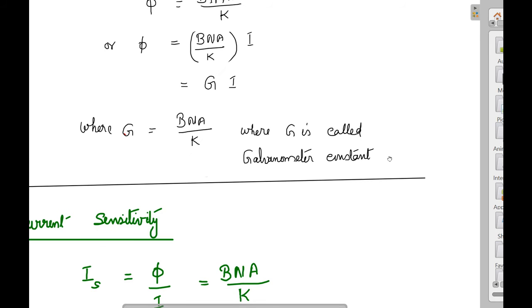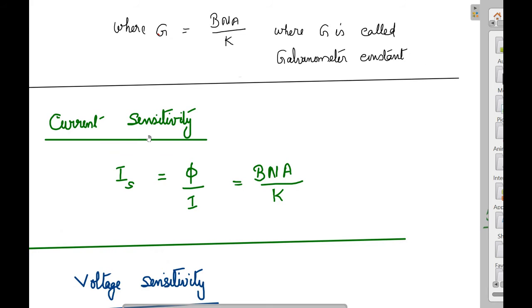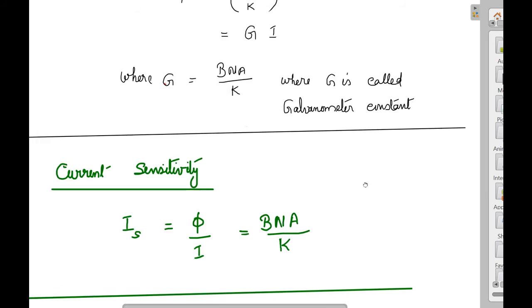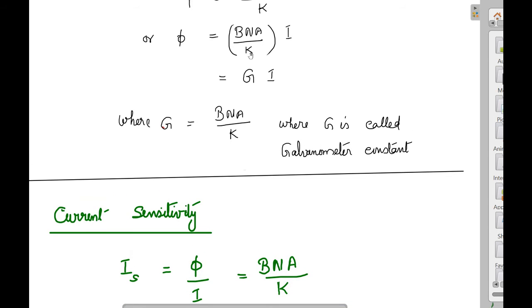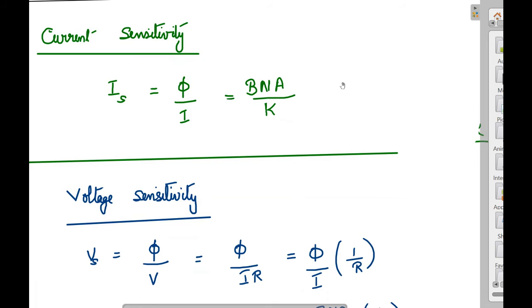If we change any of these quantities, we can vary the galvanometer constant. Next, let us see what is meant by current sensitivity. Current sensitivity Is equals φ by I, and φ equals BNA by K into I. Hence φ by I must be BNA by K, which is the current sensitivity. So current sensitivity also depends on magnetic field, number of turns, area of the coil and torsional constant.